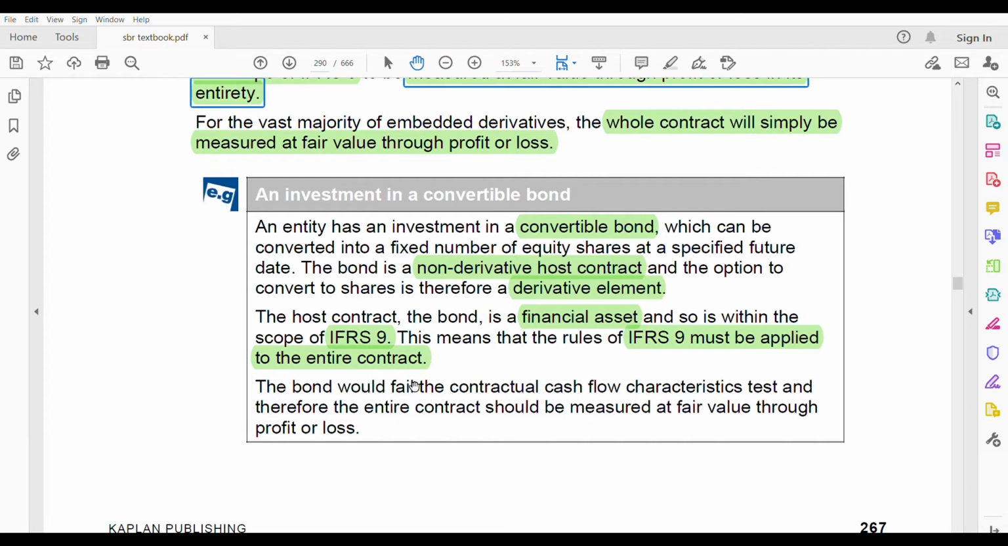The bond would fail the contractual cash flow characteristics test. Why? Because this is not a normal bond. This is a convertible bond. That means later you will be converting it into a number of shares, so you will not be receiving cash flows anymore. That contractual cash flow will not be there once it is converted to shares. That's why it fails the contractual cash flow characteristics test. That means you cannot use amortized cost. You have to use fair value through profit and loss, and therefore the entire contract should be measured at fair value through profit and loss. You see now? Does it make sense?